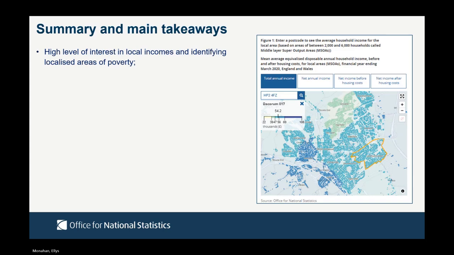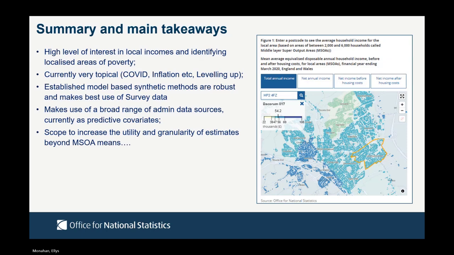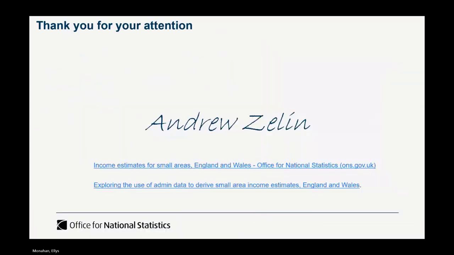The main takeaways are there's a high level of interest in identifying local areas of poverty. It's very topical. We've got an established model which works very well and produces robust measures. It's worked well for a while. And can we make use of the broad admin? We do at the moment with covariates. And there is scope to increase the utility and granularity of the estimates. And we've got ongoing development work to look at admin data to better meet user needs and reduce the dependence on surveys. And that's the data if you're interested. So thank you very much.